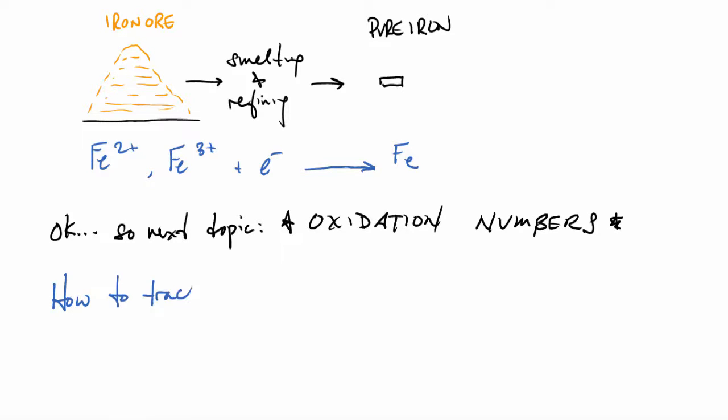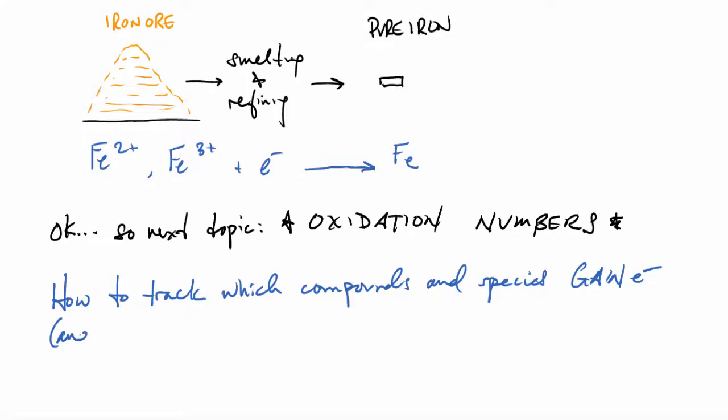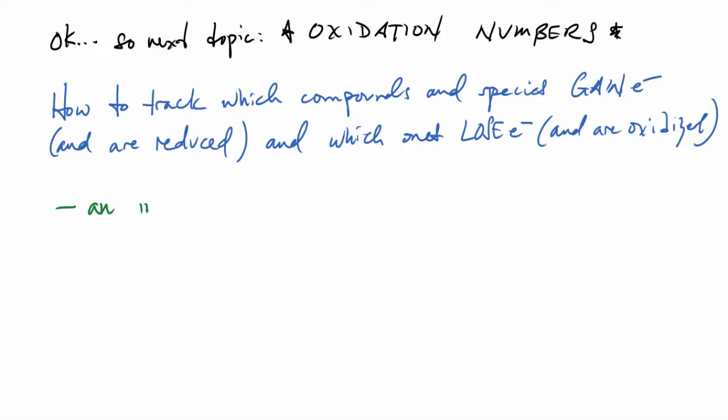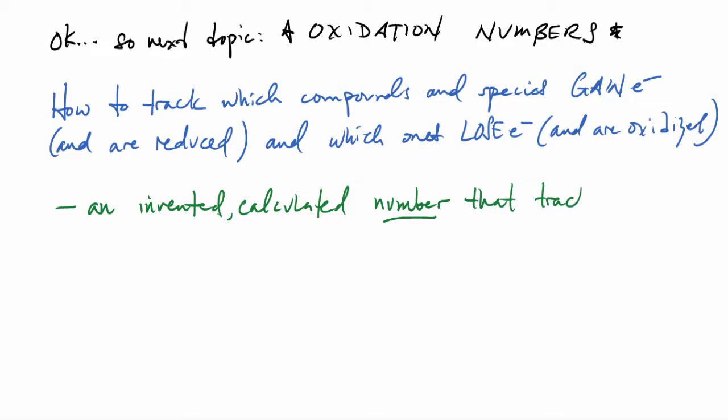Our next topic is oxidation number. And the question we have is, well, how to track which compounds and species gain electrons and are reduced, and which compounds and species lose electrons and are oxidized. I mean, if oxidation and reduction is the whole deal here, we need to know what happens to what. So this thing about oxidation number, it's really an invented or calculated number, just a number, that tracks the gain and loss of electrons by an atom or ion through the course of a reaction.